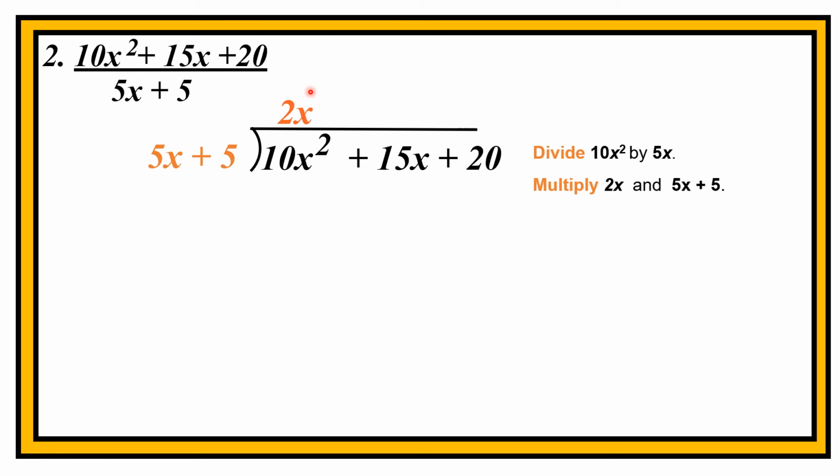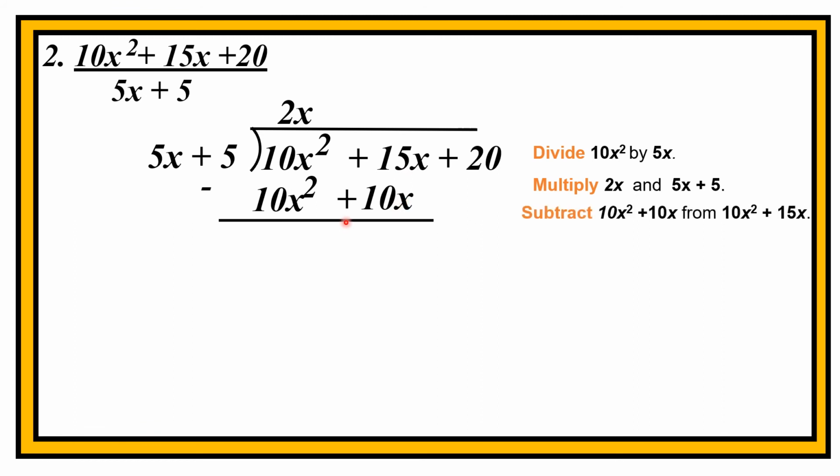So 2x times 5x, the answer is 10x squared. So sulat natin dito kasi like terms sila. Then 2x times 5, the answer is 10x. So again, dito nakasulat kasi similar sila. Next step, subtract natin yung 10x squared plus 10x from 10x squared plus 15x. So, rules ng subtraction, kailangan mag-change tayo ng sign ng subtrahend. So, from positive, magiging negative. From positive, change natin to negative.